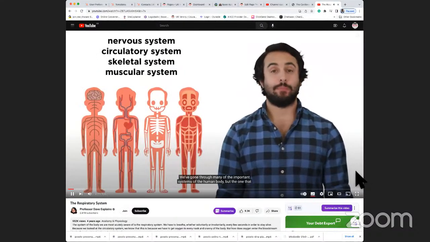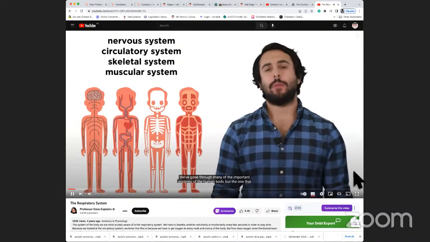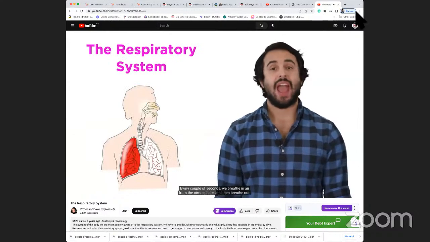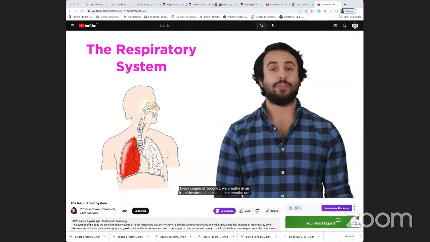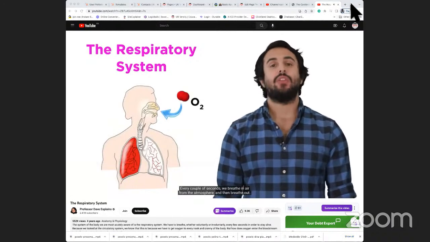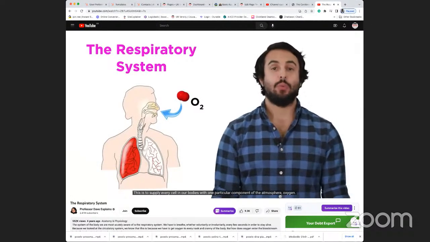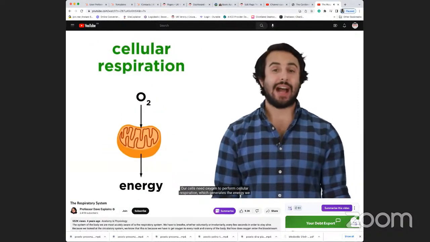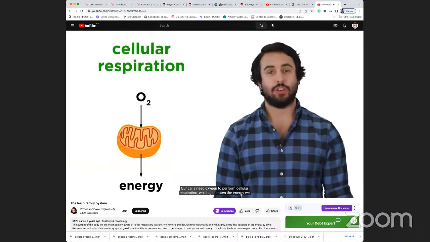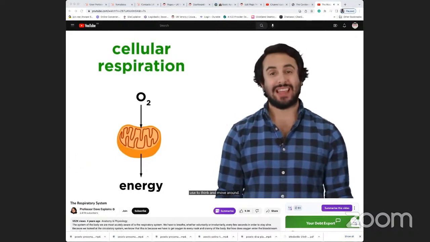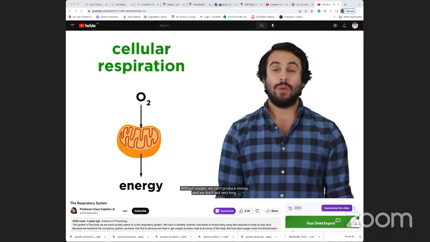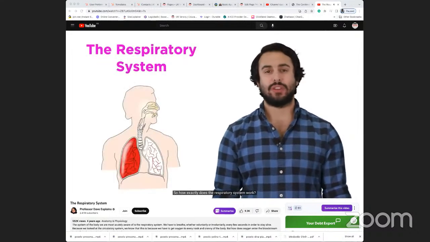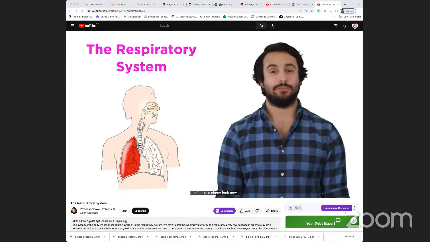We've gone through many of the important systems of the human body, but the one that we are possibly most acutely aware of at all times is the respiratory system. Every couple of seconds, we breathe in air from the atmosphere and then breathe out. This is to supply every cell in our bodies with one particular component of the atmosphere, oxygen. Our cells need oxygen to perform cellular respiration, which generates the energy we use to think and move around. Without oxygen, we can't produce energy, and we don't last very long. So how exactly does the respiratory system work? Let's take a closer look now.